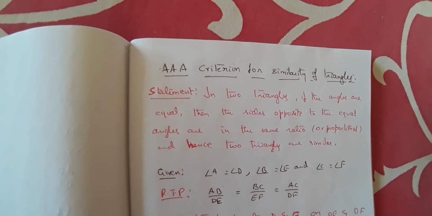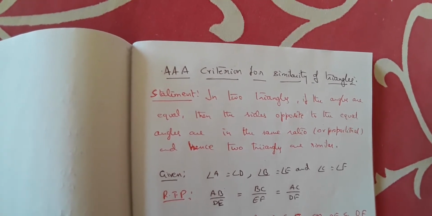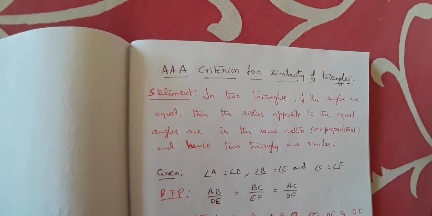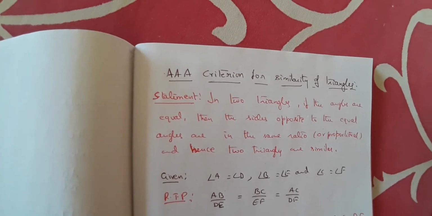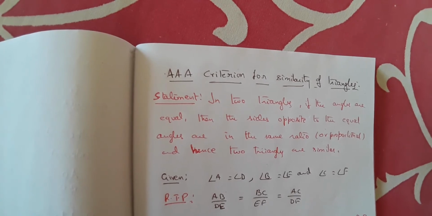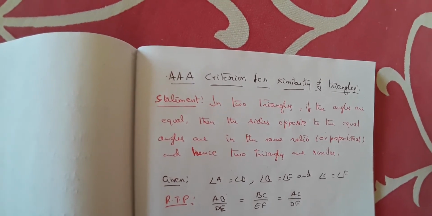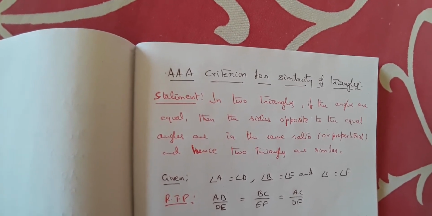Angle, angle, angle. Triple A criterion for similarity of triangles. What do you mean by that? From the name itself, it's very much clear. If all the three angles of the two triangles are equal, then they are similar.